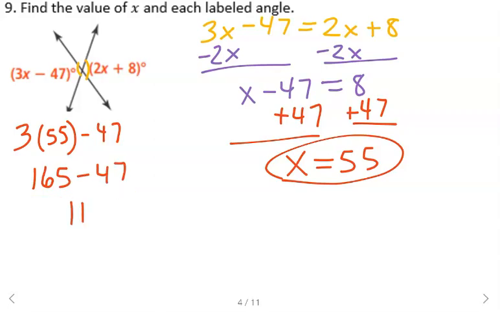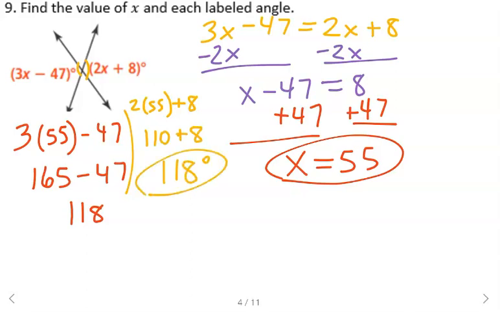118. And so this other angle will be 118 as well. If you want, you can substitute it in just kind of as a way of checking. 2 times 55 is 110, 110 plus 8, 118. So we do get 118 for both of the angle measures, the ones that are labeled, and we found x to be 55.